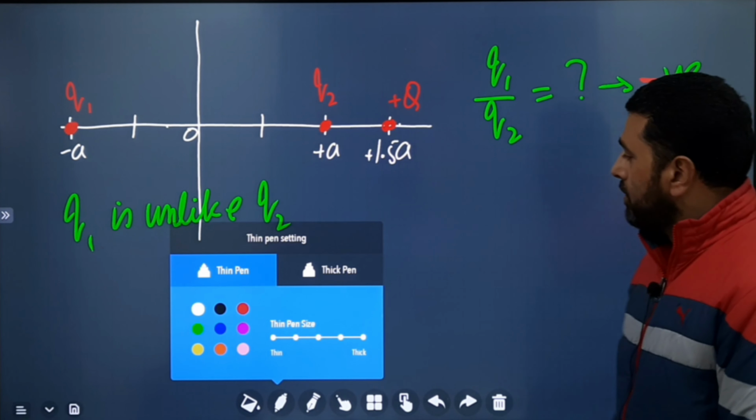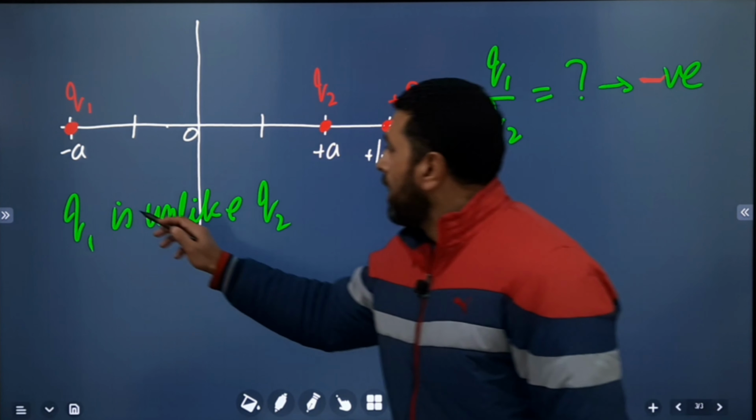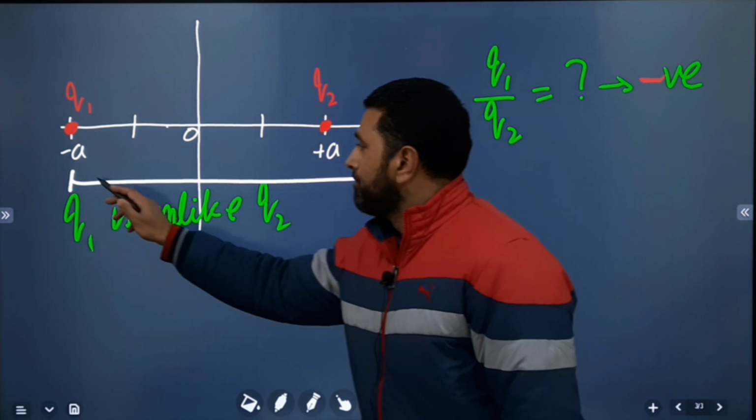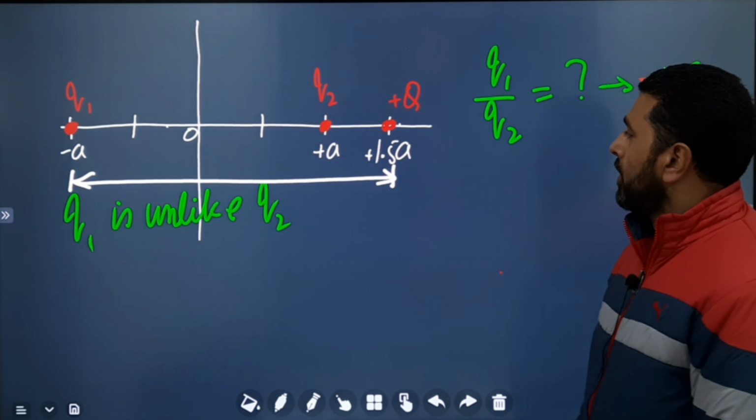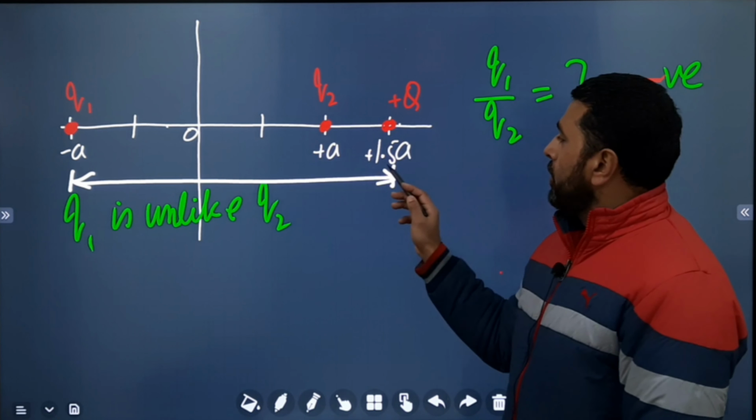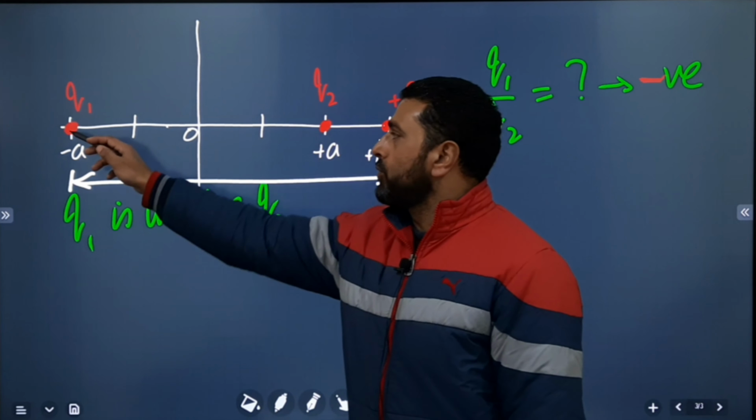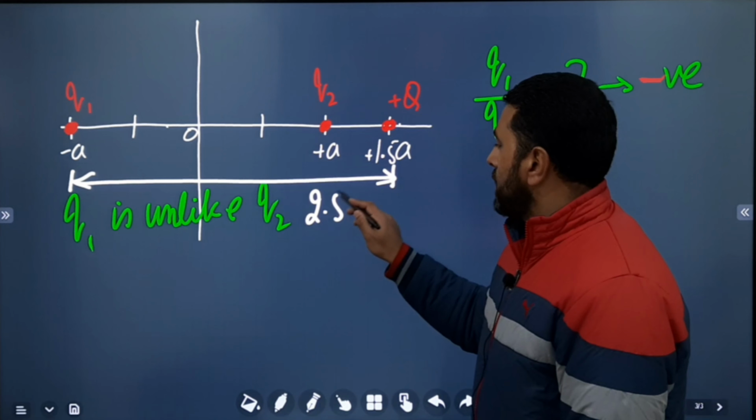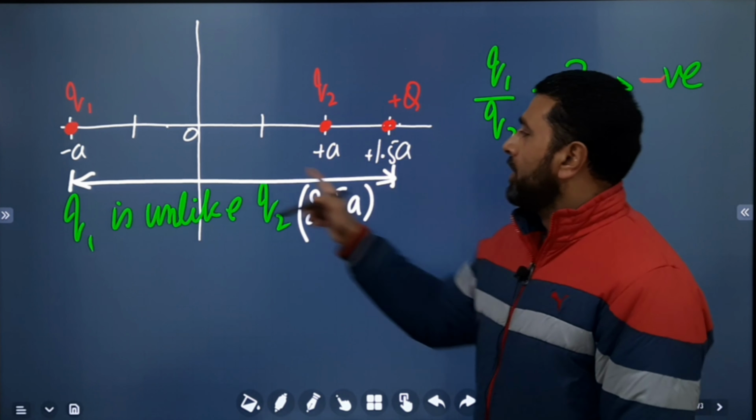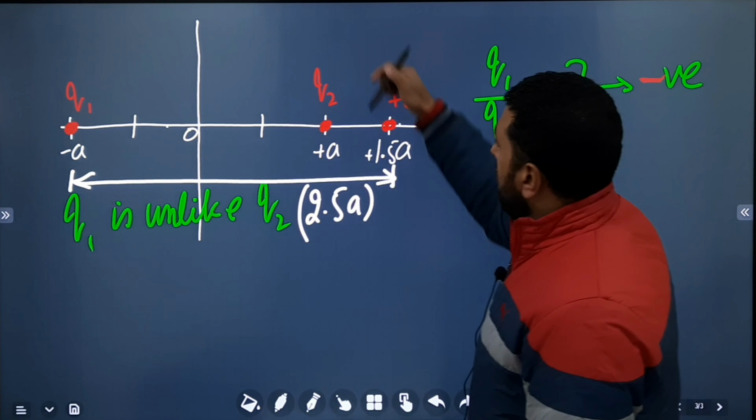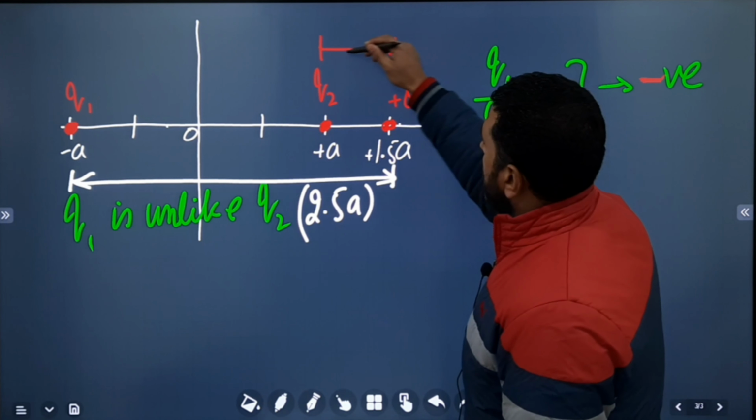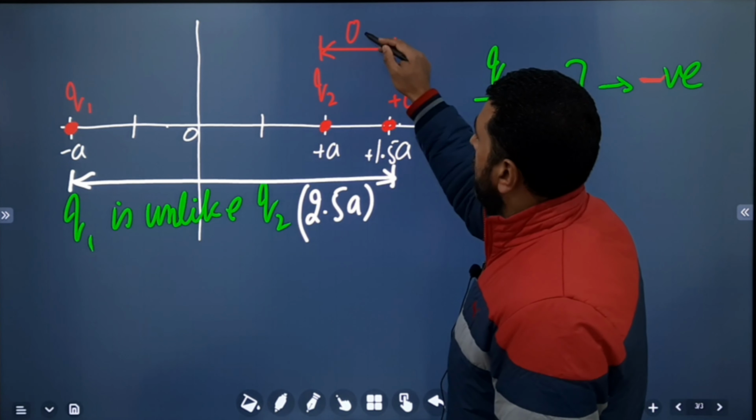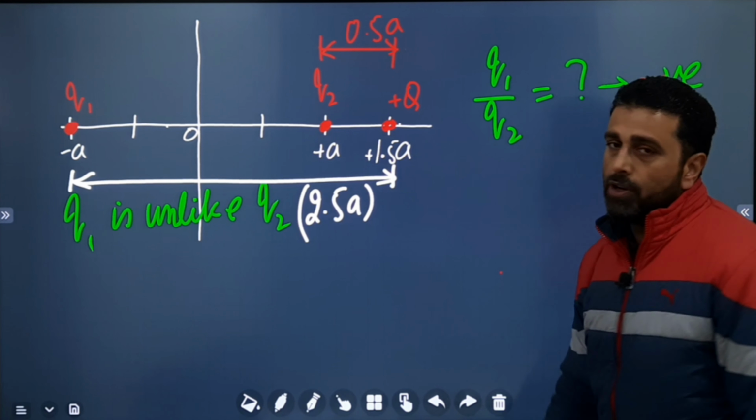First, let's see what the distances are. From the origin to capital Q is 1.5a and from the origin to Q1 is a. So this distance must be 2.5 times a, from here to here. And the distance between Q2 and capital Q is 1.5a minus a, which is 0.5a. So this distance is 0.5a.